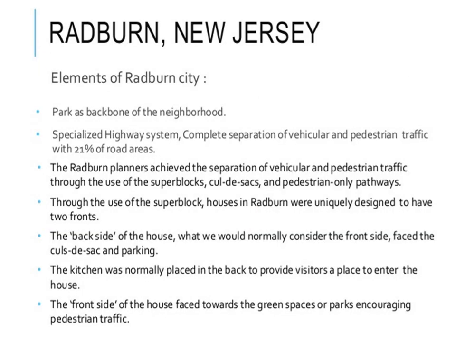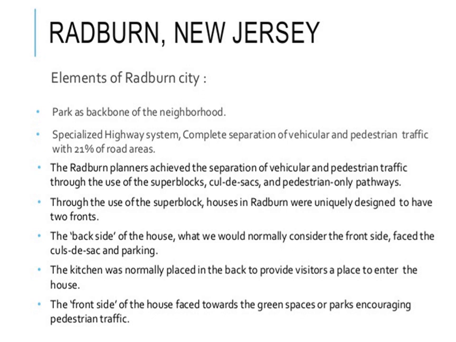Some important salient features of Radburn, New Jersey city were the park as a backbone of the neighborhood. Also, he considered a specialized highway system, complete separation of vehicular and pedestrian traffic with 21% of road area. The planners achieved the separation of vehicular and pedestrian traffic through the use of superblocks, cul-de-sacs and pedestrian-only pathways.